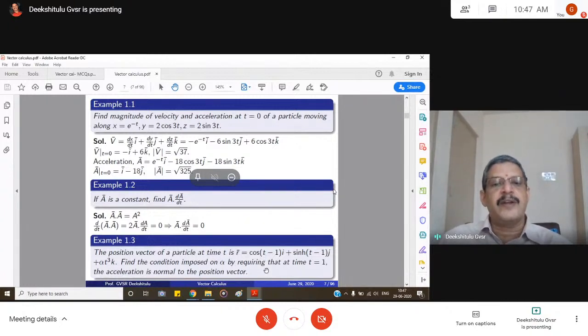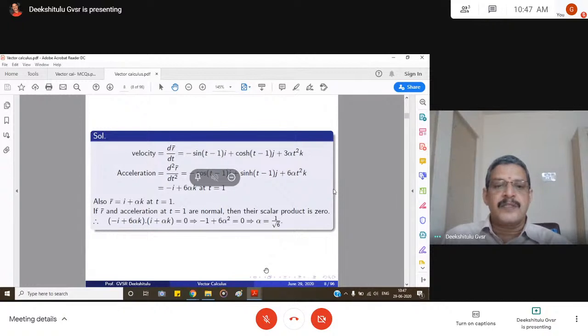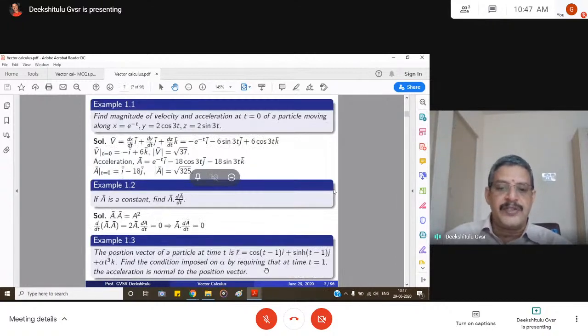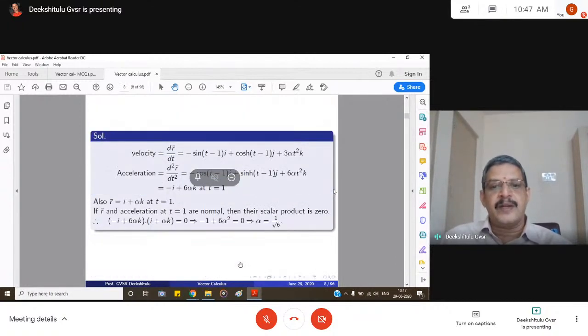So first you have to find the acceleration. For that, first find the velocity. By differentiating this r bar once, we get minus sin t i plus cosh t j plus 3 alpha t square k, that is velocity. Then acceleration is d square r by dt square. We again differentiate: minus cos t i plus sinh t j plus 6 alpha t k. I'm sorry, this is 6 alpha t. So at t is equal to 1, this is what we get.